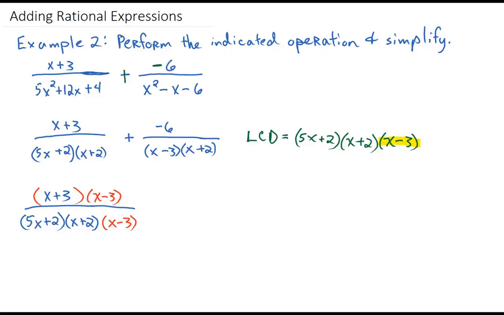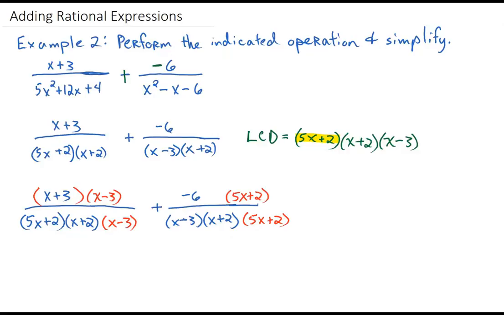Now we're going to go through the same process with the second fraction. So I write my fraction down, and then I look at my LCD and I ask myself, what part of this LCD is this fraction missing? Well, this fraction is missing the 5x plus 2. So I'm going to multiply in 5x plus 2. But what I multiply on the bottom, I have to match on the top, so that divides out to be a 1.